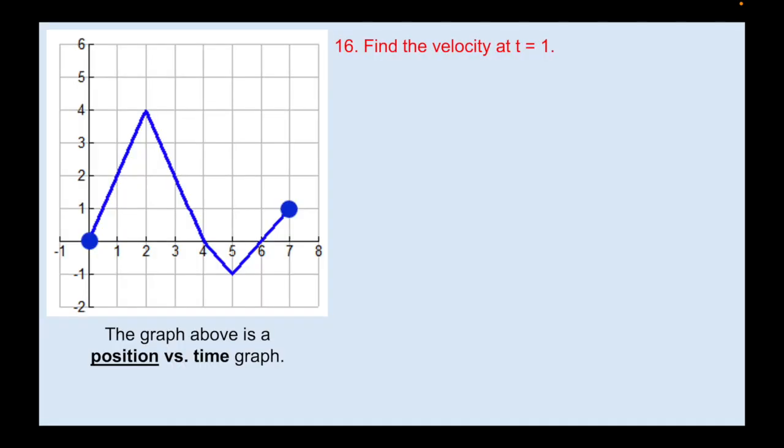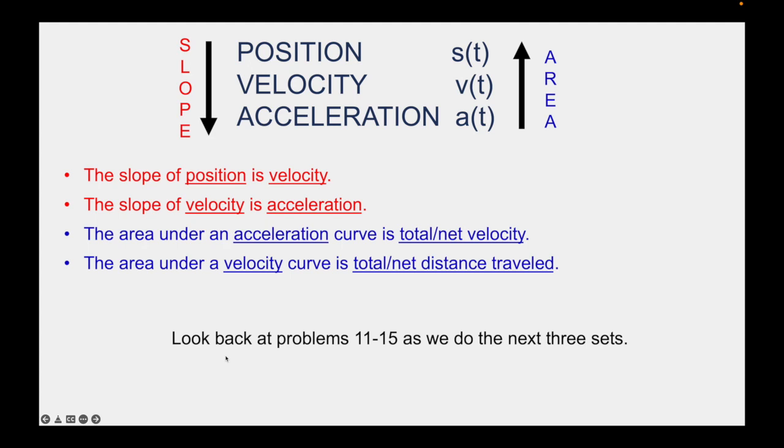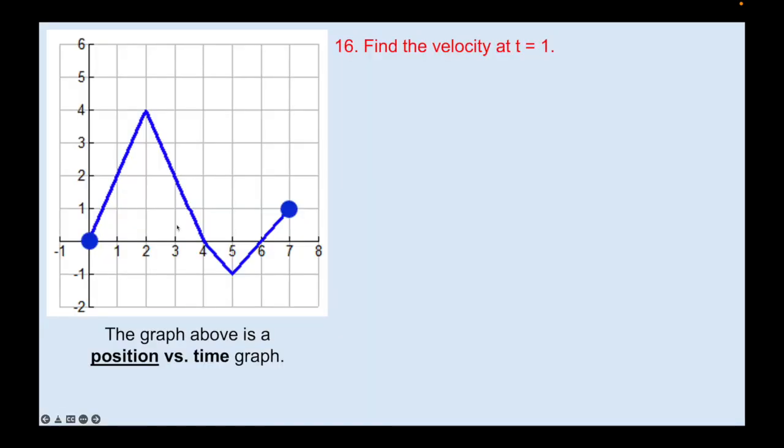So 16 says to find the velocity at 1. Again, this one is a position versus time graph. If I go really quickly back to this graph, it's a position versus time. I'm looking for velocity. Since I'm moving down, that tells me to look at the slope. So I go to 1 and I need to find the slope of this piece. This is going to go up. It looks like to get from here to here, it goes up 4 units to go over 2, so it's 2.